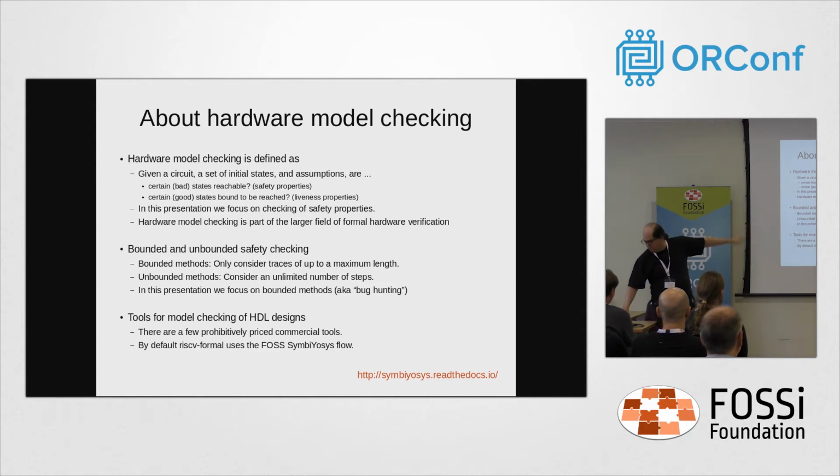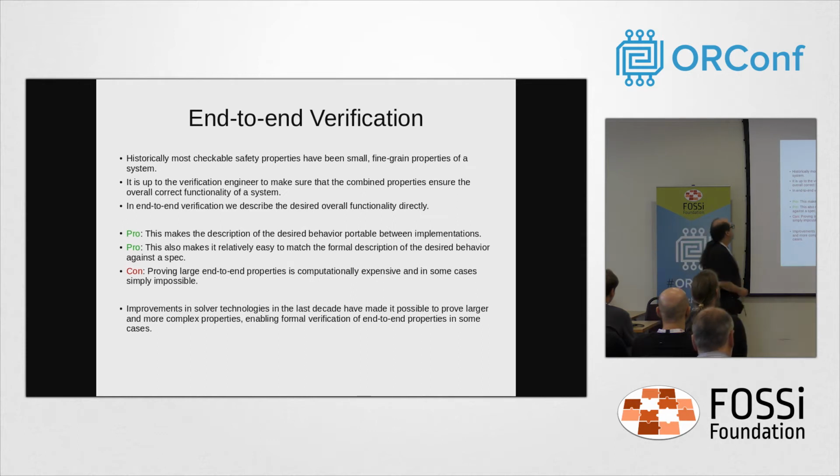So this is model checking. But we would like to look at a very specific kind of model check, something that is called end-to-end verification. And end-to-end verification simply means that we look at the circuit as a whole, and we have a property that describes something that the circuit should do as a whole.